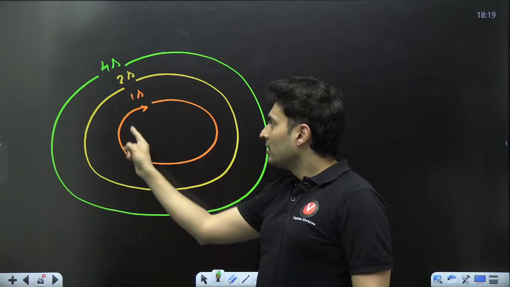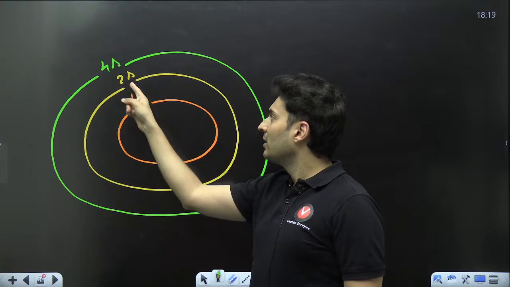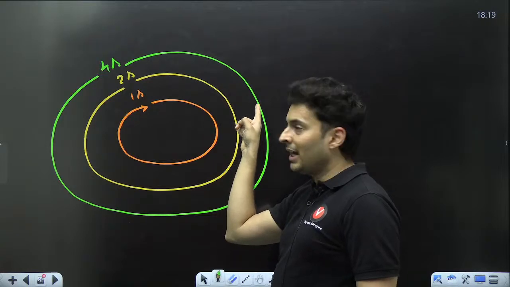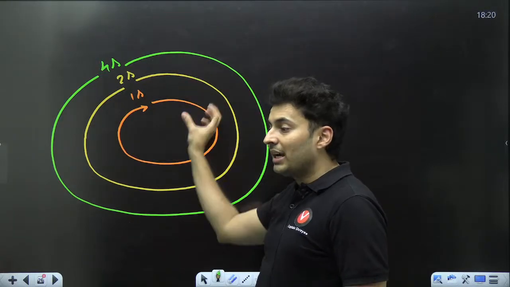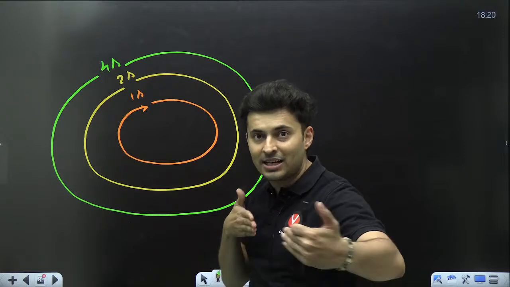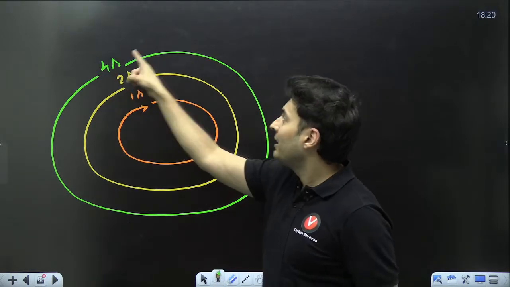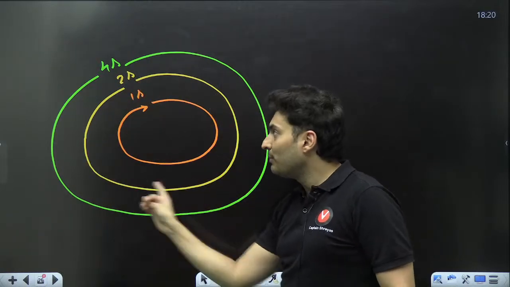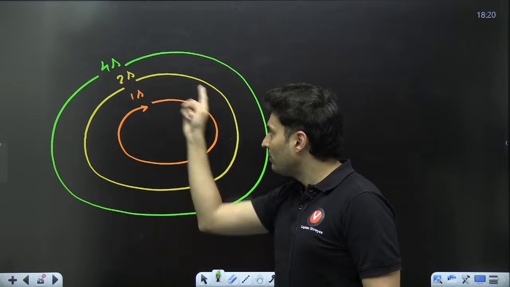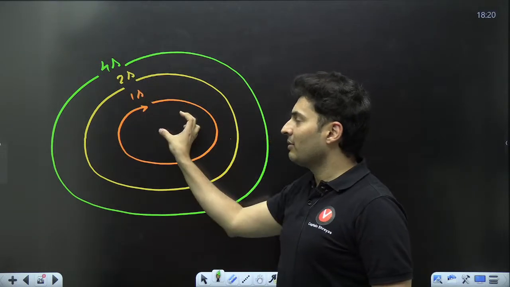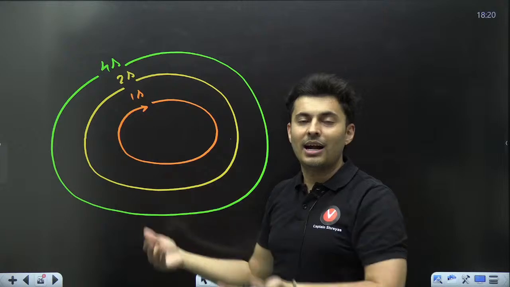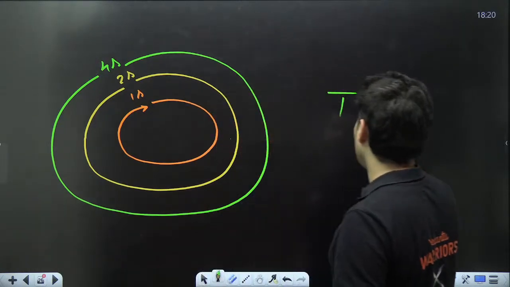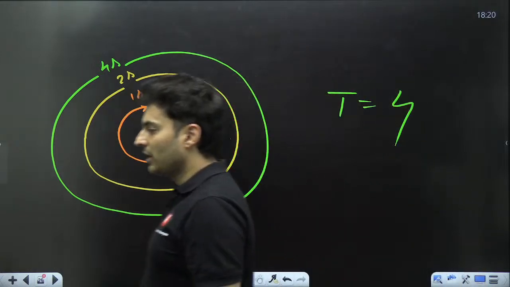After 1 second, the orange fellow has completed the round, but this guy has only completed half the round. This guy has only reached here. Correct? So if you want everything to be at the same place, same starting position, what will you do? You will wait for the 4 seconds guy to come here. Meanwhile, 2 seconds guy would have completed 2 rounds. 1 second guy would have completed 4 rounds. So then everything will be at the same place. Now it will repeat. After this, again after every 4 seconds, it will repeat. So basically in this case, the time period will be 4.